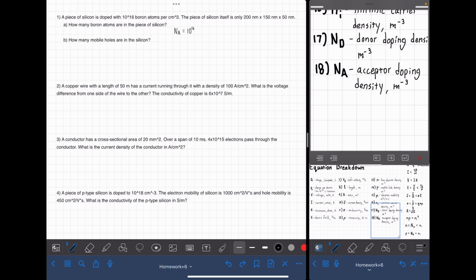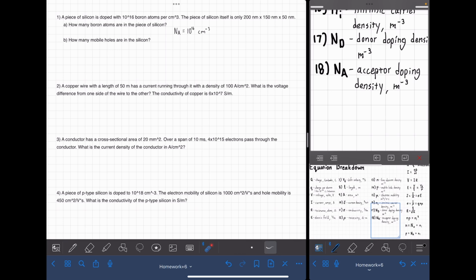So let's go ahead and write 10 to the 16 per centimeter cubed. So that's centimeters to the -3. That just symbolizes that it's dividing by centimeters cubed. So we also know the piece of silicon itself is only 200 by 150 by 50 nanometers. So that is our volume right there. We're given density and volume, although in different units. And we need to find out how many boron atoms are in the piece of silicon.